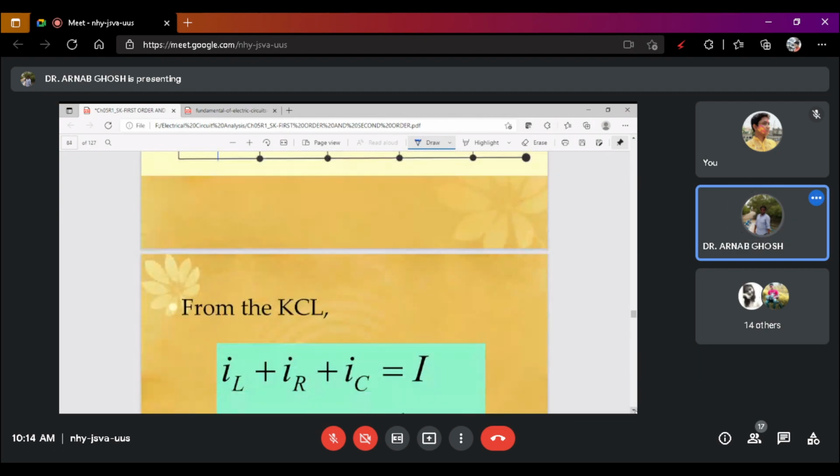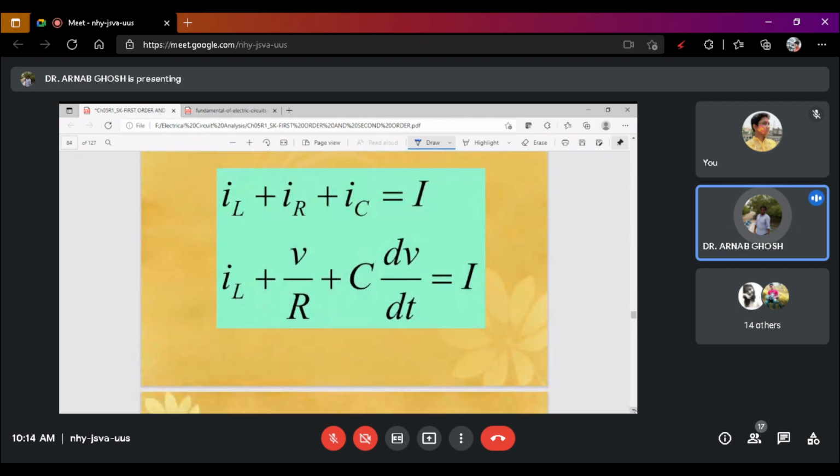So from KCL, as I already wrote, your total I will be equal to IL plus IR plus IC. Let's say you are keeping this current as IL. So your IR is V by R, IC is C dV by dt, and this is the integration term. This is equal to I.